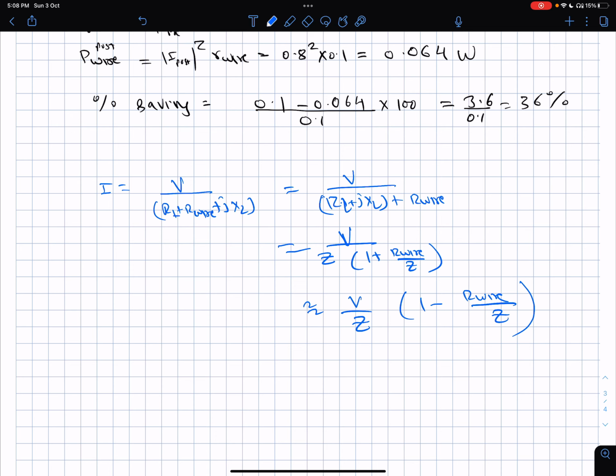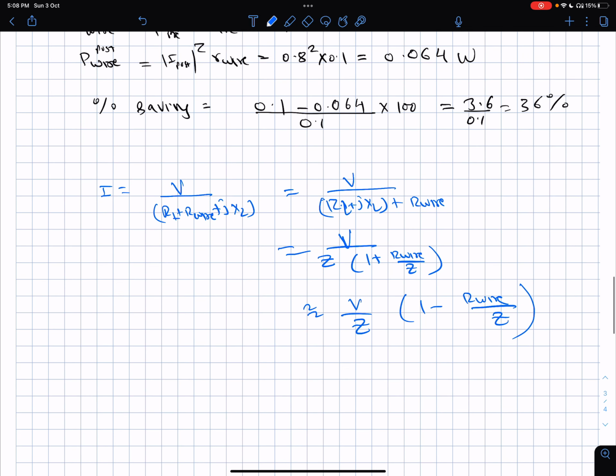How much will it reduce? This is a complex number, please note that. But roughly speaking, it will reduce by just this small part, 2%. This number is just coming out to be 2%, R_wire by Z. So this reduction will be at most 2% or so, 0.98 of the original value, something like that is what is going to happen.